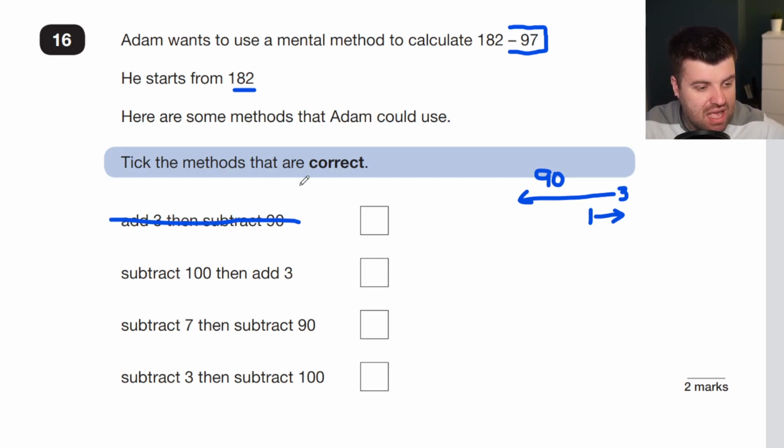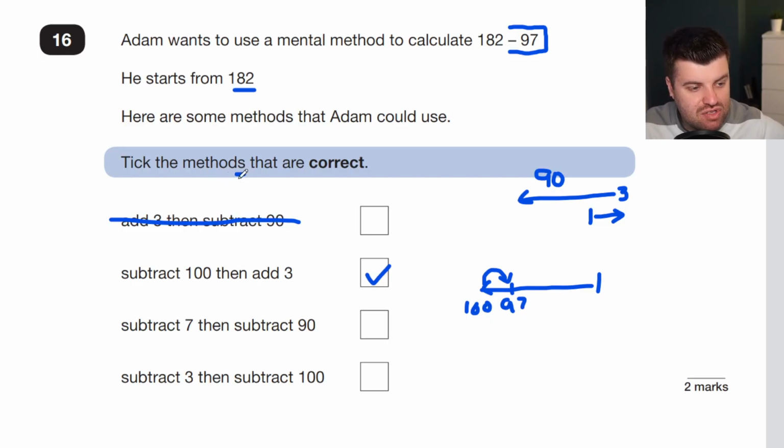I don't like it. Subtract 100, then add 3. Aha. If I subtract 100, so I'm 100 less, but I add 3 back on, I'm actually at 97 less. This is a perfectly good method. So this is testing your skills on quick methods. It says here, tick the methods, multiple, plural. So I'm going to keep going.